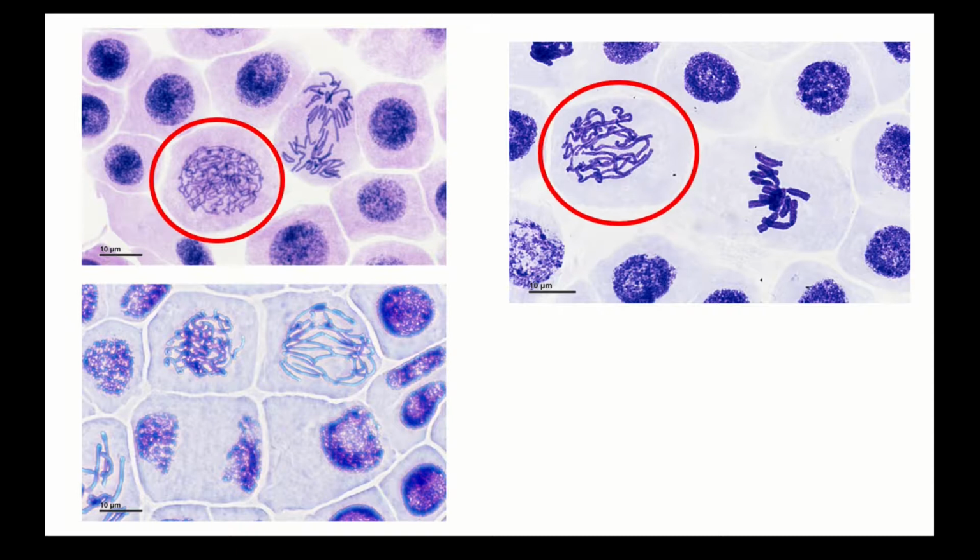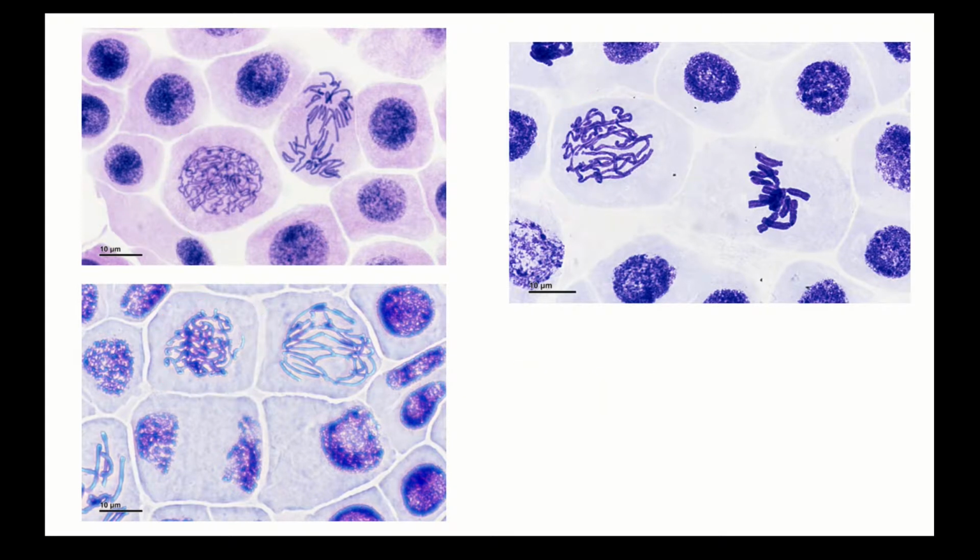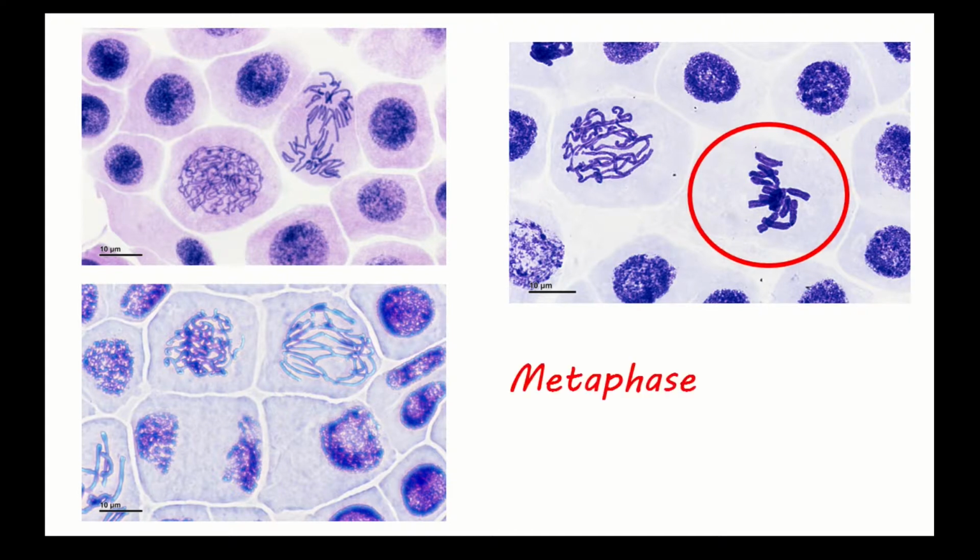This cell is in prophase. The nuclear membrane has disintegrated, and the chromosomes are now visible because they're condensed. This cell is in metaphase. The chromosomes are fully condensed and they're lined up more or less on the equator of the cell.